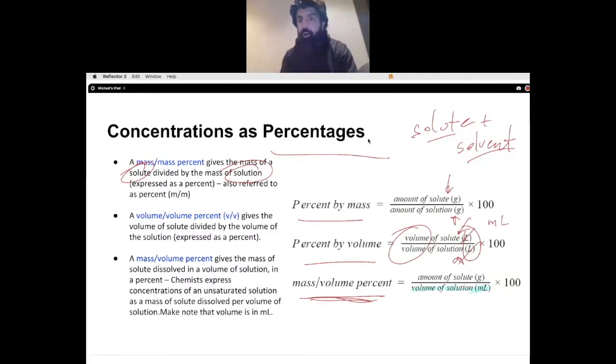Okay, the volume of the solution must be in milliliters. This is the only time when you're using this equation that you are going to keep your volume units as milliliters to do your calculation, because every other time we're typically going to be using liters.